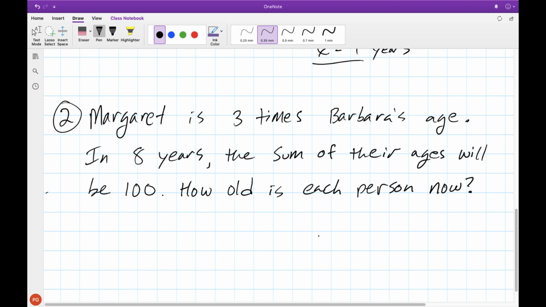Here's our next question, again an age question, though this one's a little bit different. Margaret is 3 times Barbara's age. In 8 years, the sum of their ages will be 100. How old is each person now?